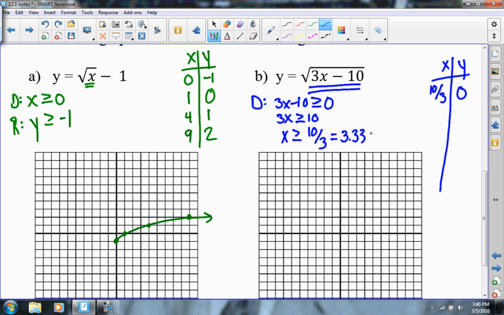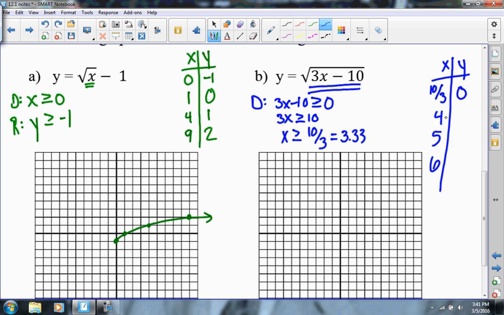So the number that I started with was 10/3 or 3.3. And I have to be greater than that, so then my next whole number after that would be 4, and then 5, and then 6. So this is another good example where I'm going to get some decimals for my values for y, but that's okay. You can graph decimals.